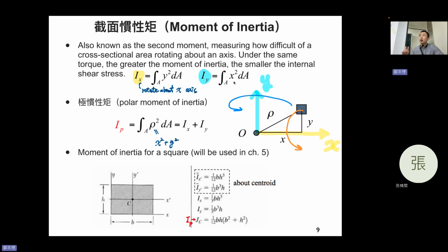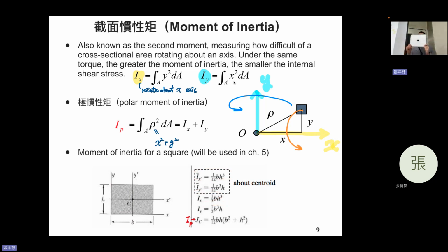Let's see which axis is easier for you to rotate. You see that Ix, if you rotate about X, is called 1/3 bh^3. And if you rotate about the X plan, it is 1/12 bh^3. So which one is bigger? This one is bigger, right? This one is smaller. So I would give you a hint.